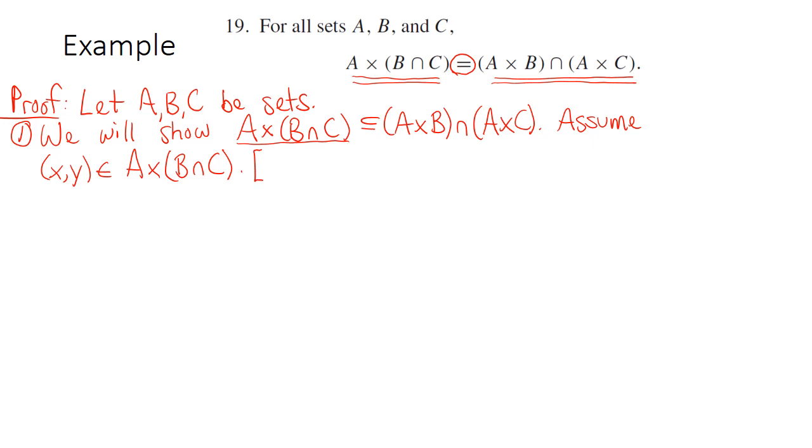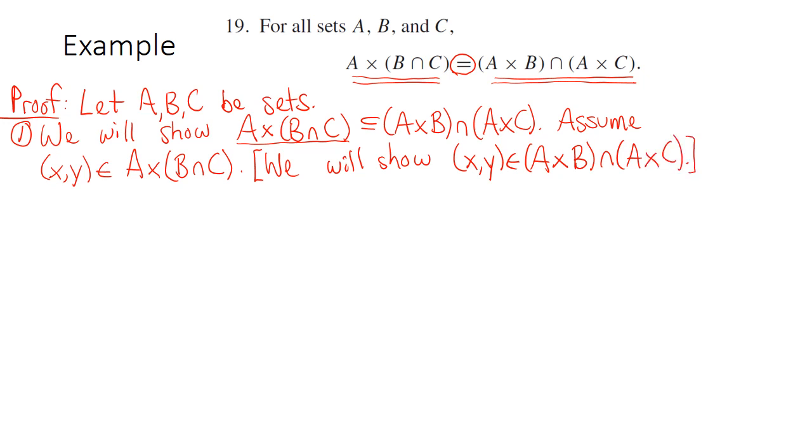Remember, what I'm trying to do at this point is we will show that this ordered pair xy is an element of the right-hand side of the equation, A cross B intersect A cross C. And that's an optional statement for you to put in your proof or not, as you feel comfortable. In any case, that's what we're trying to do. Okay, so what information do we have to work with? From our assumptions, we have that the ordered pair xy is an element of A cross B intersect C.